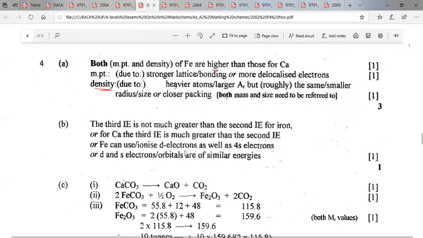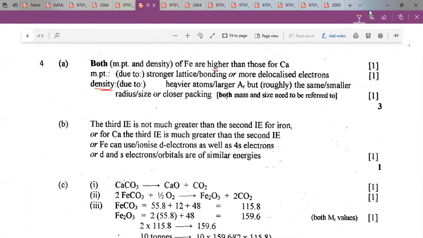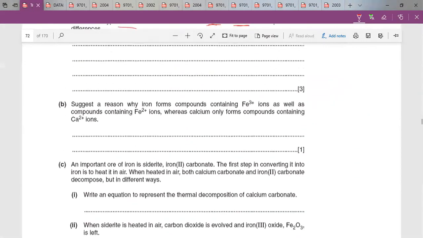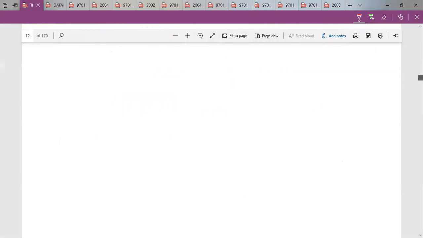Right. So the first mark is given for both the melting point, say for iron being higher than calcium or not. Okay, now density. Density is equal to mass over volume. Across the TM, maybe I explain first so that it's easier for me. Okay, now across the period, the TM period, let's go back to here.